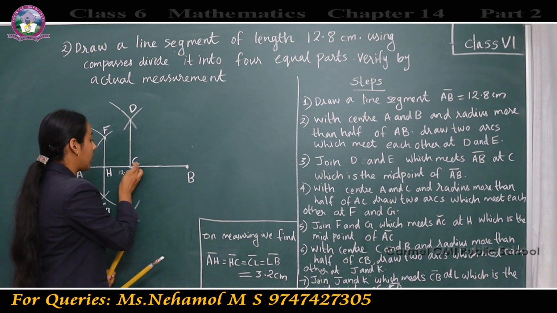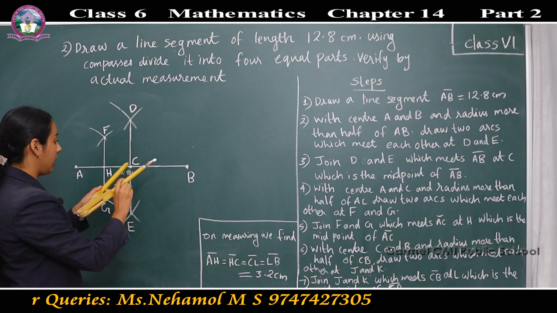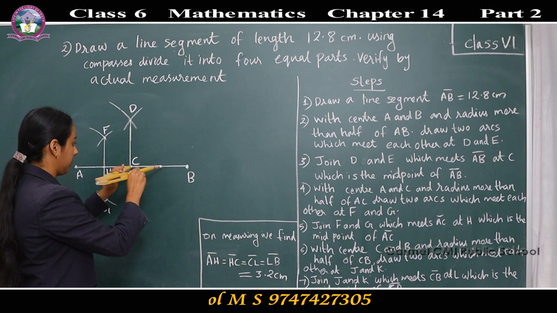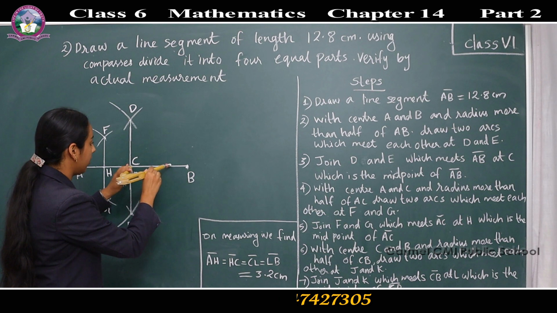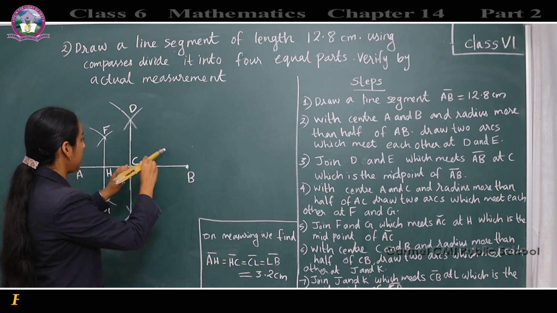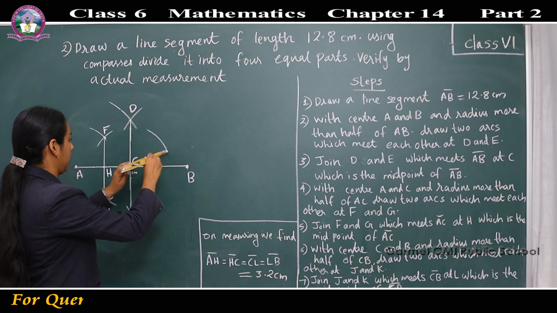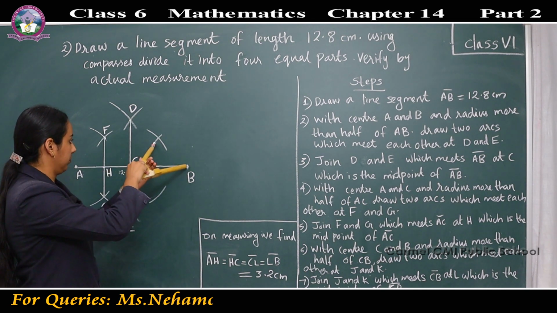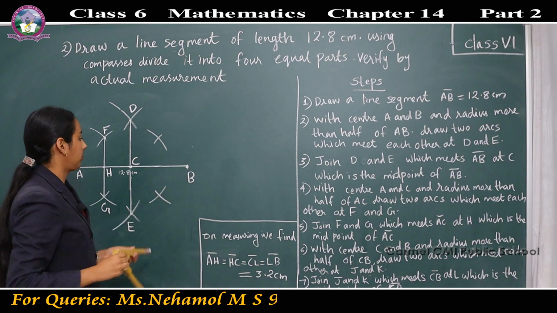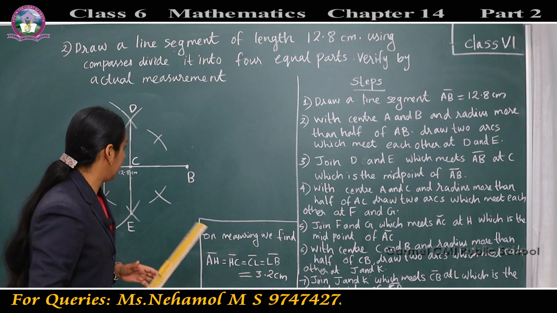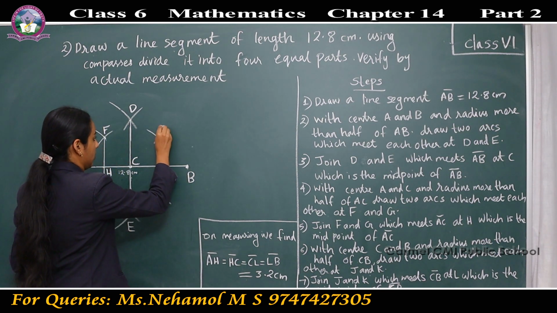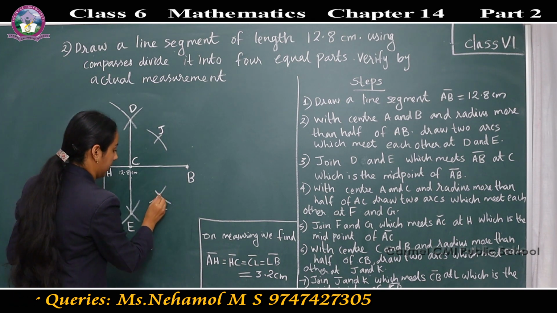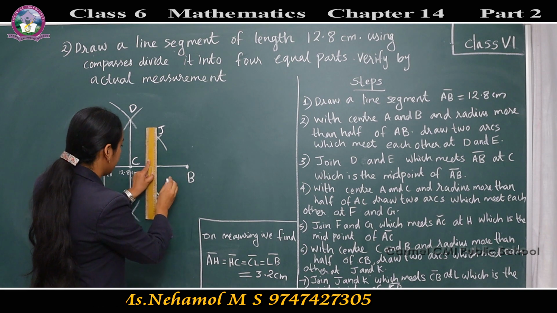So now we have to consider CB. Then we have to bisect it. Take a radius more than half of CB and draw arcs. Now, let this point be J and this point K. Then join J and K.